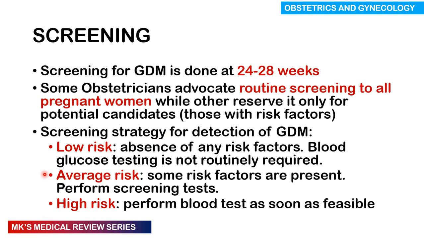So we divide them into three main groups. Of the low risk, those that do not have any of the risk factors that I've mentioned on the previous slide, blood glucose testing is not routinely done for these patients. Then those that have an average risk, they have some of the risk factors present, so you should perform the screening tests. Then of course, those that are at high risk, have many of those risk factors, then you should perform blood tests as soon as possible.